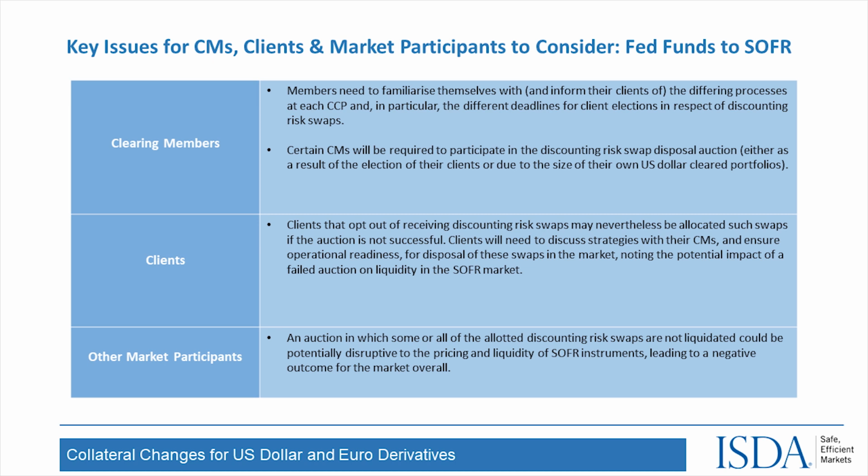On this slide, we've tried to outline some of the key issues that various market participants need to consider with respect to this transition. So starting with clearing members. One of the key things for clearing members is that they will need to familiarize themselves with this process. As we've hopefully drawn out from the previous slides, there are important differences between the process at each CCP, and it's important for clearing members to understand what those are and to educate their clients on it, and in particular to ensure that they're meeting those deadlines for the opt-in to the auction in the case of CME and the opt-out of receiving discounting risk swaps in the case of LCH.